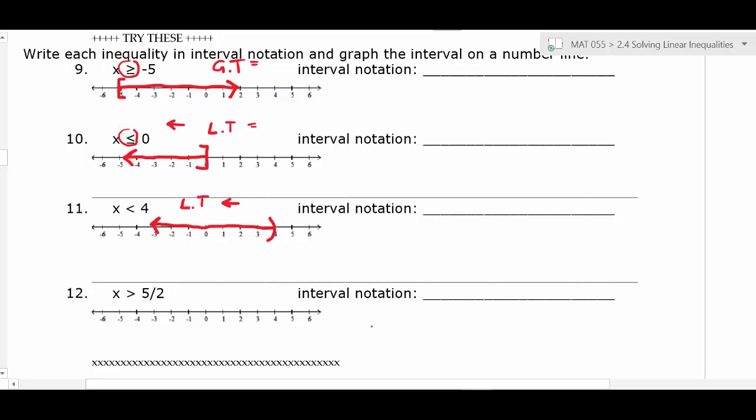Then the next one you have 5 halves. Well, if you take 5 divided by 2, 2 times 2 is 4, you have 1 left over, so that's 2.5. So what we need to do is just go to 2.5, halfway in the middle. This one is greater than, so we're going to go to the right. It's an open interval, so use a parenthesis and then go like this. 5 halves is 2.5. So that's how all of your graphs should have gone.